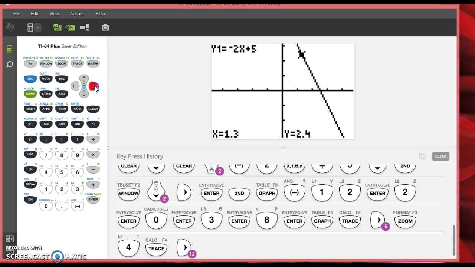And I keep scrolling down. Look, look, boom, boom, boom. There it is. My x-intercept is 2.5.